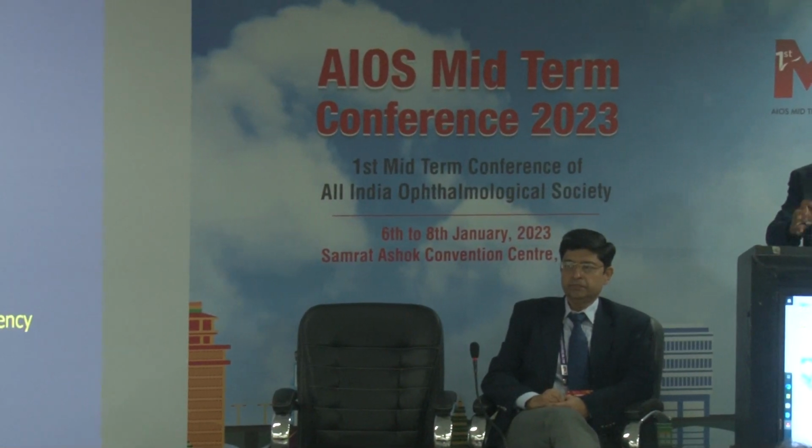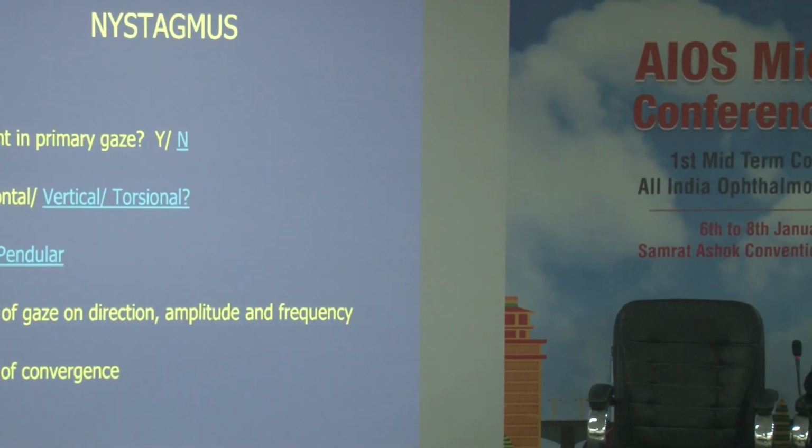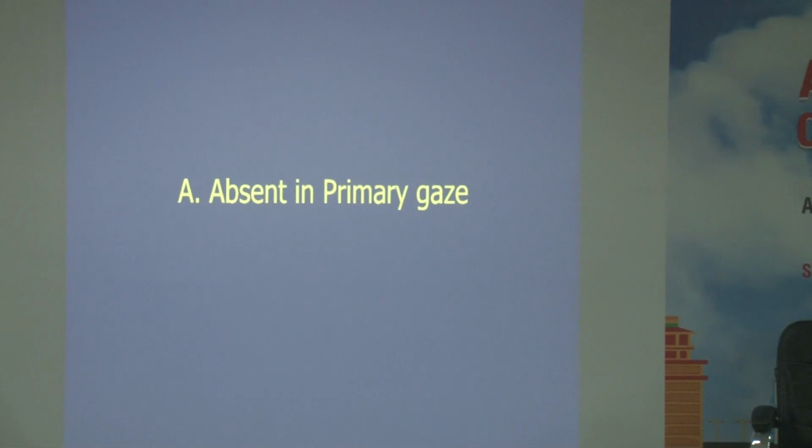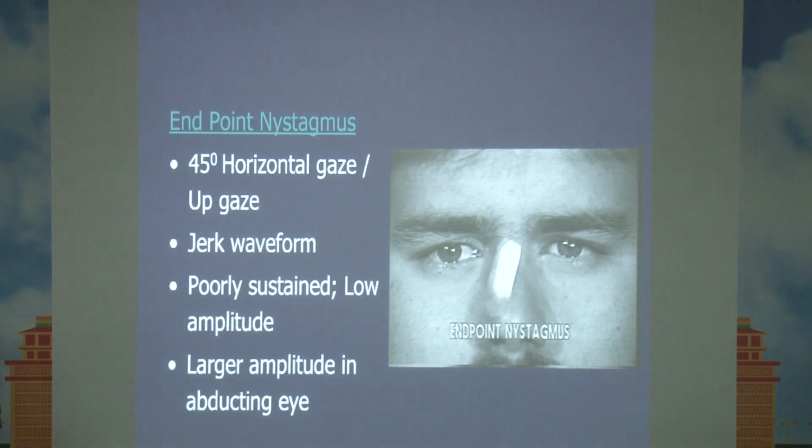What happens to nystagmus when the patient looks to the right, left, up and down, and what happens when the patient converges? This I have converted into my own algorithm. I have not published it, but I think it works. So the first question is A, absent in primary gaze. So there are 2 possibilities.